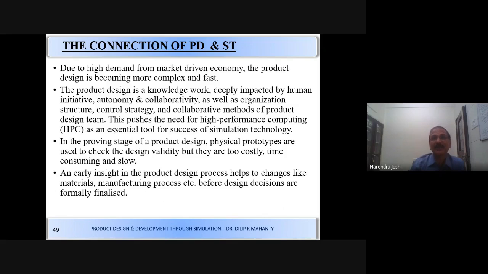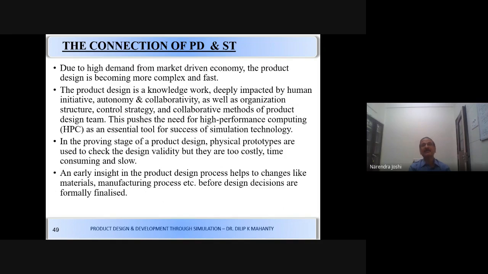Product design and knowledge growth are deeply impacted by human initiative, autonomy, and collaboration, as well as organ structure, control strategy, and collaborative methods of product design. This pushes the need for high performance computing as an essential tool for such simulation technology. A lot of hardware manufacturing in the computer industry is looking at HPC as well as software. How do I make this simulation technology faster, quicker, and more accurate?